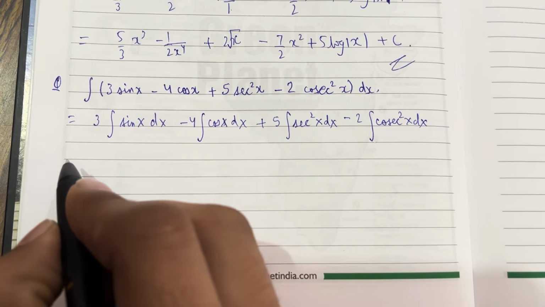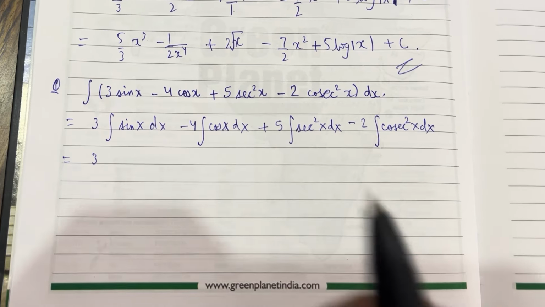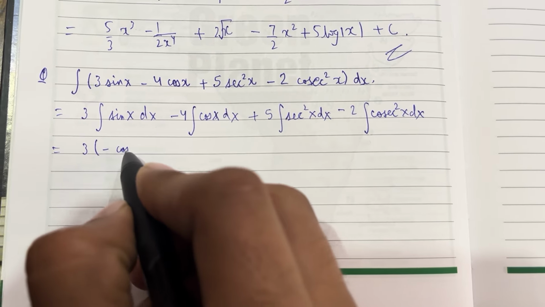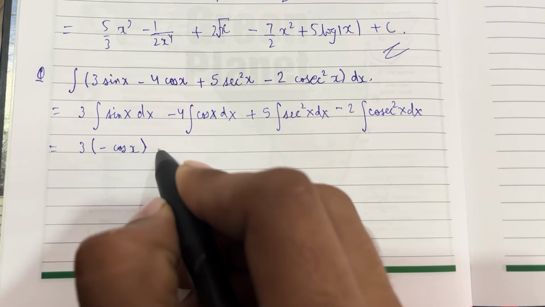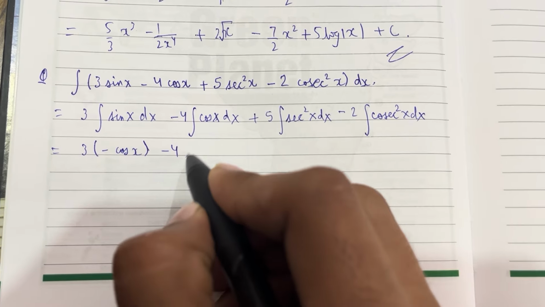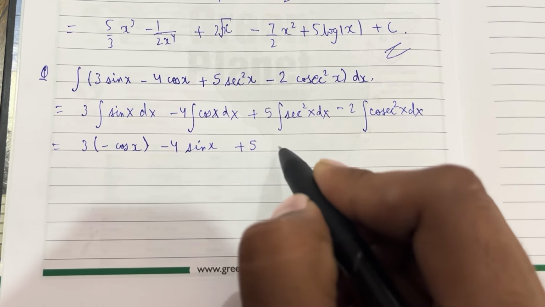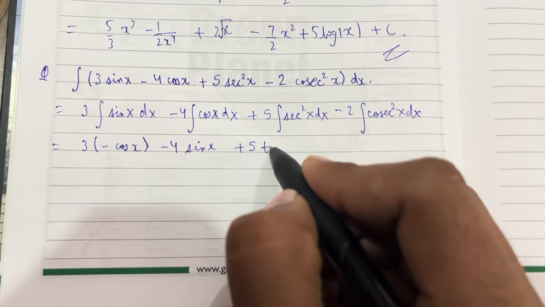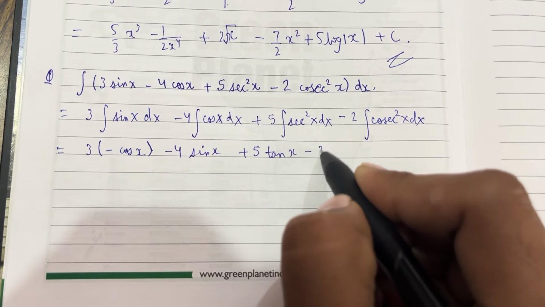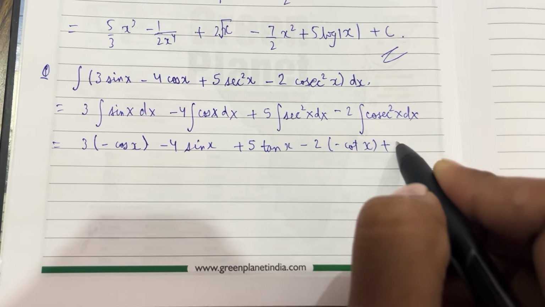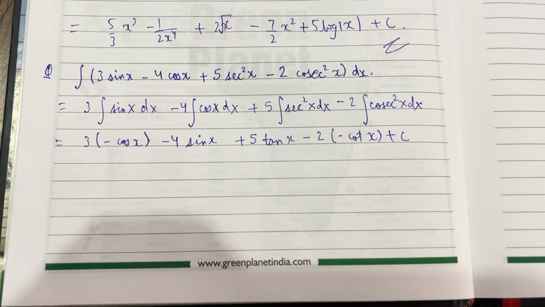I am writing simultaneously: minus 3 cos x, okay, minus 4 cos x integration is sin x, okay, plus 5 secant² integration is what, tan x, minus 2 cosecant² integration is minus cot x, okay, plus c, because we have integrated.